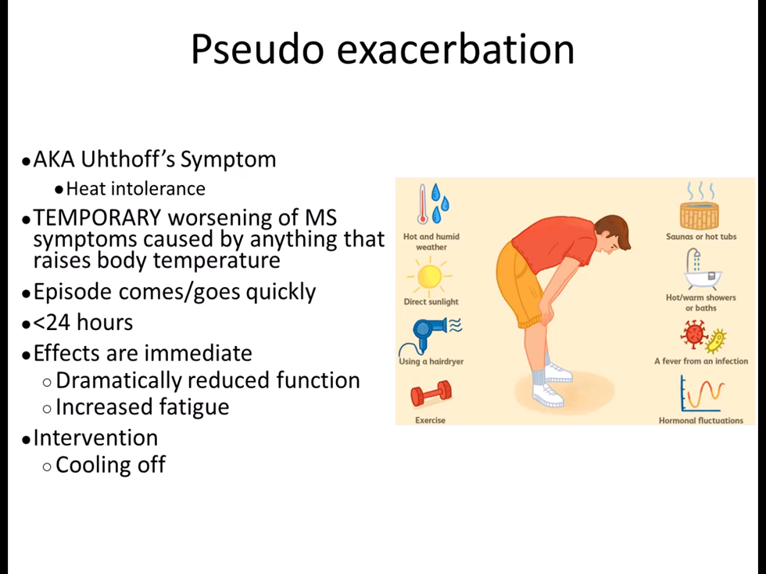This is considered a pseudo-exacerbation because the episode comes and goes quickly. It lasts for less than 24 hours. However, the patient is definitely feeling dramatically reduced function with increased fatigue. To help with this, a common intervention is just cooling off. So you can go from a hot tub or shower to a cold shower, or sit in a cold bathtub, or use ice packs. Those are all things that can help with pseudo-exacerbations.